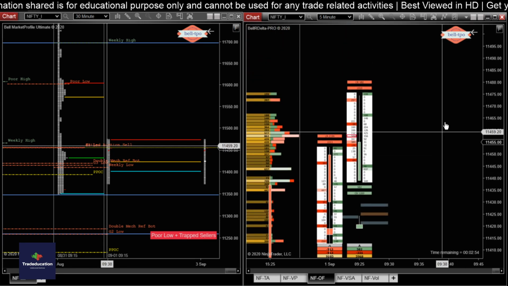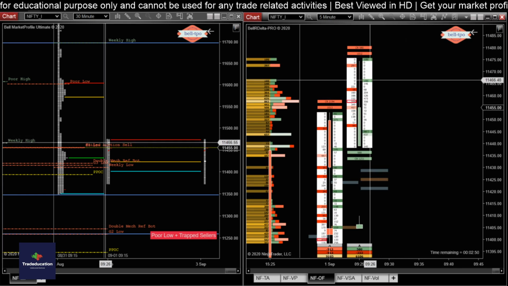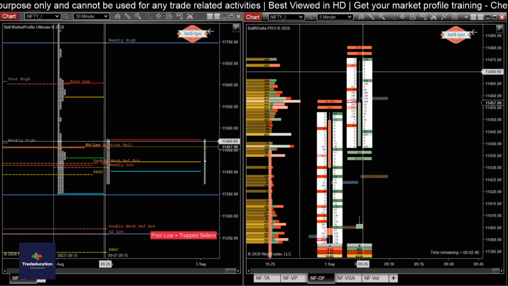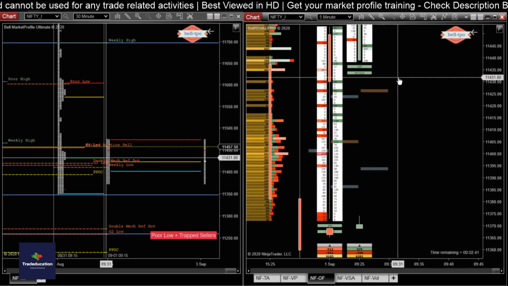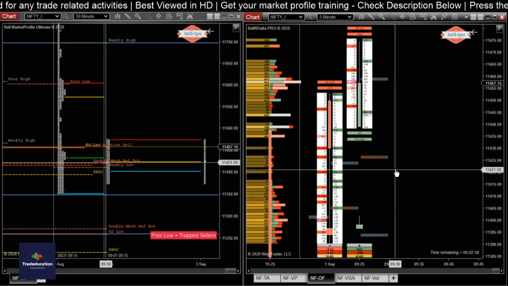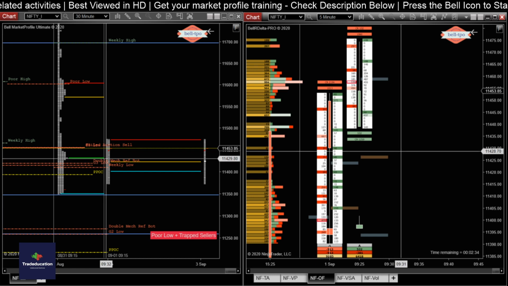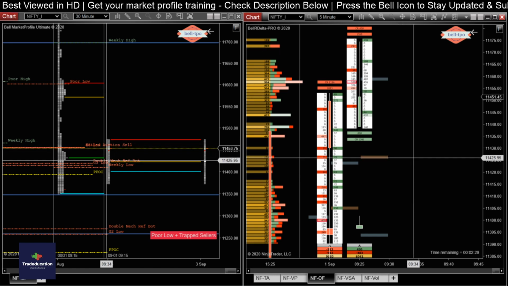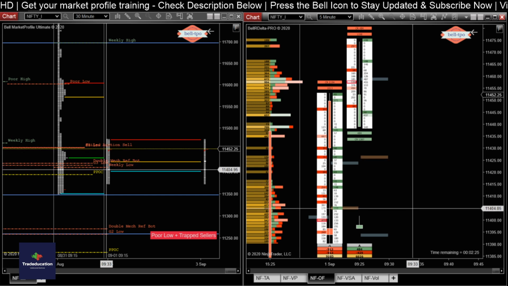Let's just look at the numbers. So some anomalies on the higher side, a lot of anomalies here. Sellers are stepping in. Stacked momentum sellers. I'm expecting the auction to tag the VWAP and continue to the lower side.